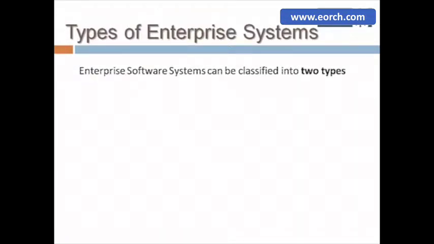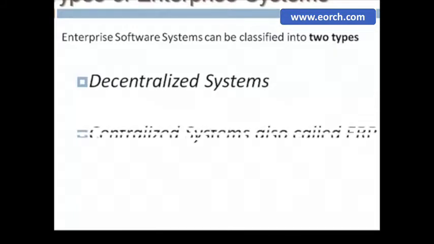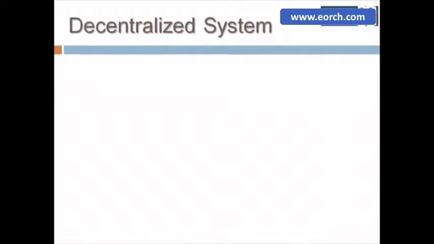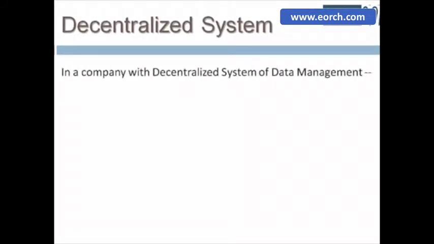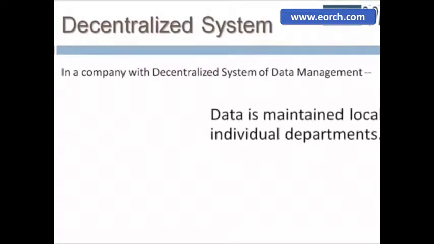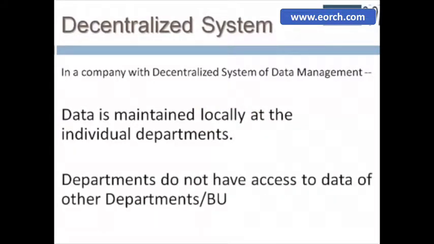Based on the manner in which communication and data exchange is managed, enterprise software systems can be broadly classified as decentralized systems or centralized systems, which are also called ERP. Let's look at decentralized systems first. In a company with a decentralized system of data management, data is maintained locally at the individual departments. Departments do not have access to information or data of other departments.